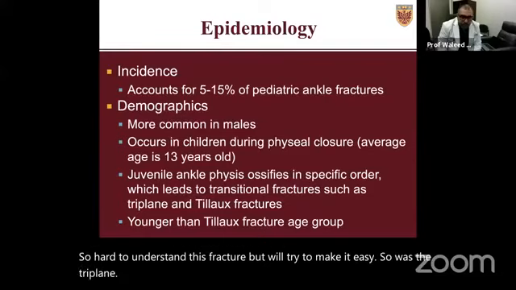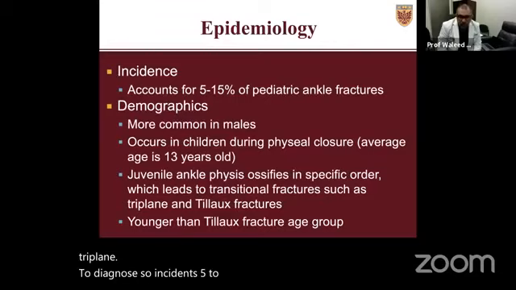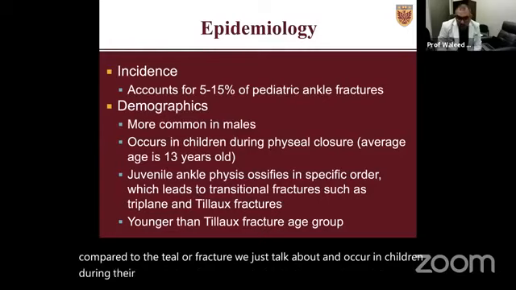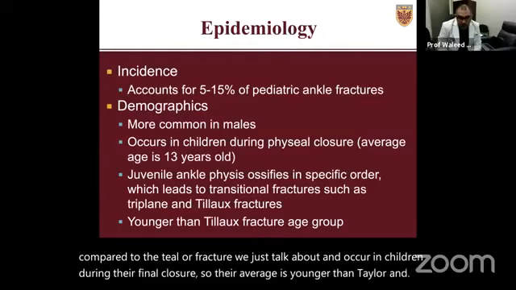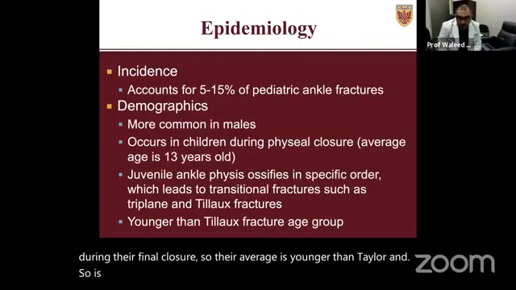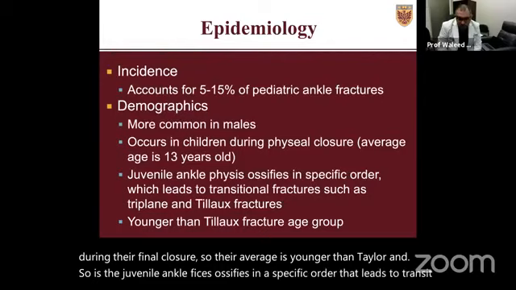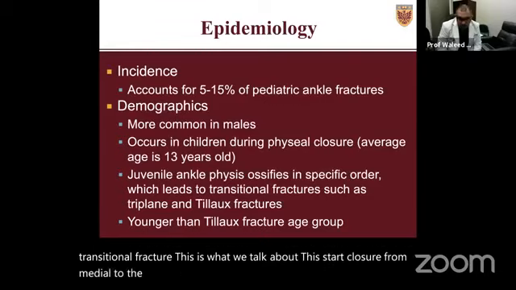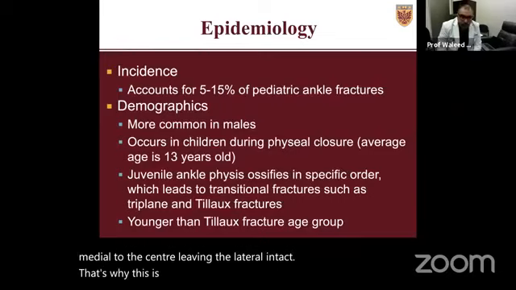To diagnose, the incidence is 5 to 15%, and it's more common in males, compared to the tillaux fracture we just talked about, and occurs in children during their physeal closure. So their average age is younger than tillaux, and as we know, the juvenile ankle physis ossifies in a specific order that leads to transitional fractures. This is what we talk about. The closure starts from medial to the center, leaving the lateral intact. That's why this is younger than the tillaux fracture.